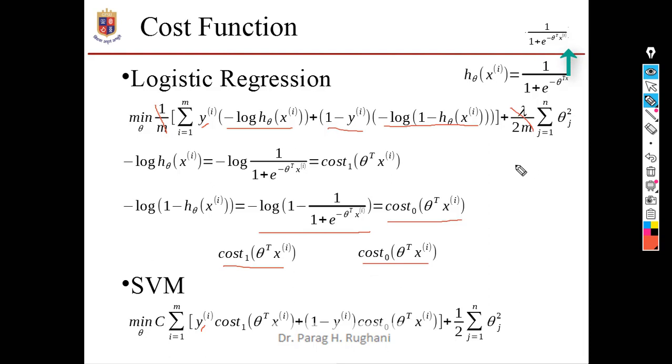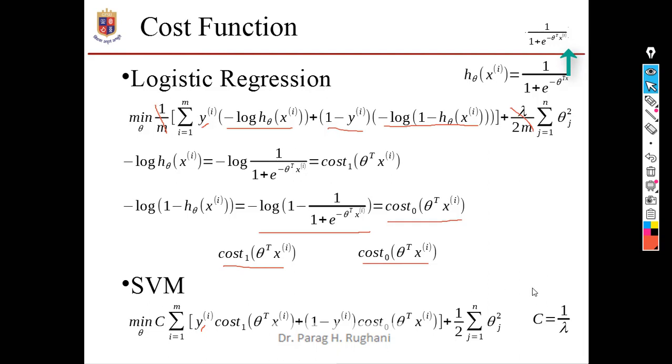The regularization term is changed in a way that lambda, which was the regularization parameter, is now changed to c, in the way that c is equal to 1 upon lambda. So you have removed m, so you have 1 upon 2, and your lambda is changed to c in the way that c is equal to 1 upon lambda.